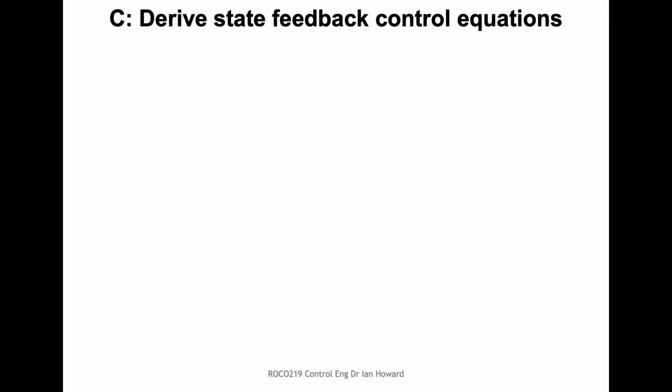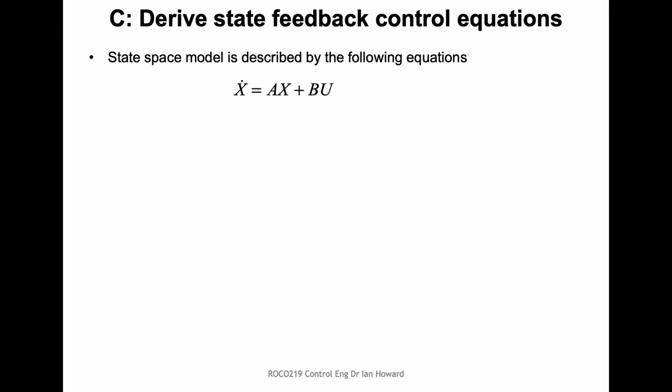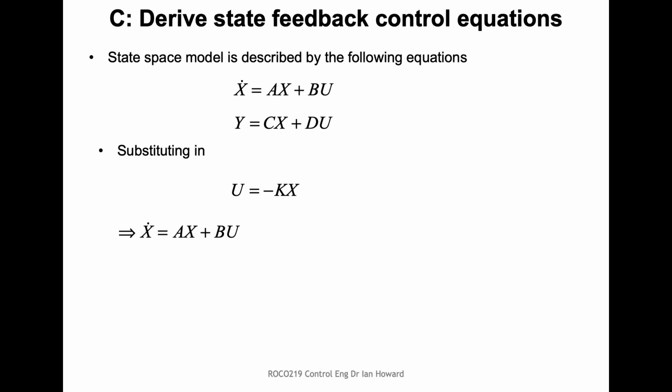So let's now think about state feedback control equations. We know that for a state space model, we have the two matrix equations, x dot equals Ax plus Bu. So don't forget, x is the state, x dot is the state derivative, and u is the control input, and y is the output of the system. So now what we're going to say is we're going to use state feedback control, in which case we set u, the input, to be minus Kx. So x is going to be a column vector, and K is going to be a row vector of gains for the individual states. So we substitute u equals minus Kx into the state space equations.